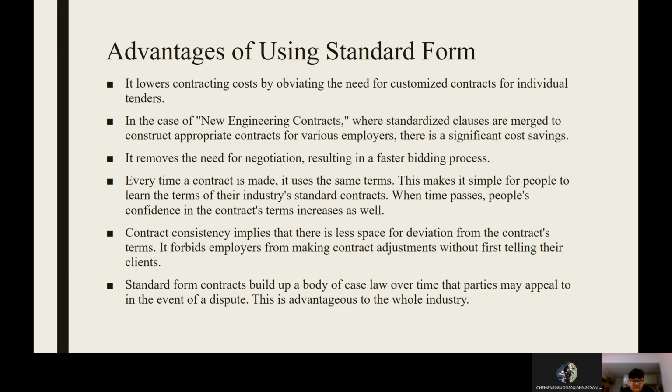Last, standard form contracts build up a body of case law over time that parties may appeal to in the event of a dispute. This is advantageous to the whole industry.